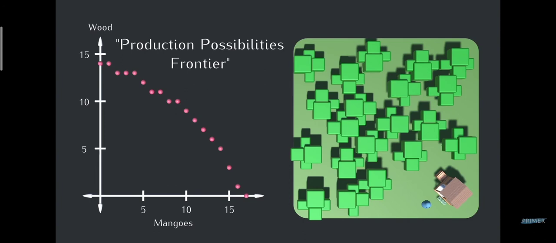With all that done, we have a pretty good understanding what the blob is able to produce and what trade-offs it has available. But we don't yet have any idea what the blob wants to produce and which trade-offs it's willing to make. Maybe the blob wants to balance its time to get a decent amount of both mangoes and wood. Or maybe it doesn't care about wood at all and it just wants as many mangoes as it can get.